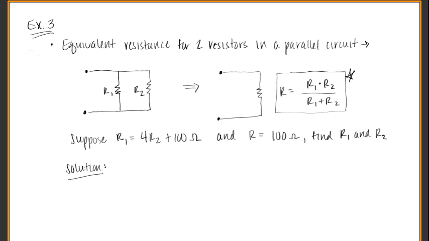Because what's happening here on the left is it's saying you have a circuit that has 2 resistors on it. Basically, what would happen if you combine these 2 resistors together into one, then how much is really being required? And that's what's going on. So it's saying, suppose that R1, the resistance of 1, is 4R2 plus 100 ohms, and R is equal to 100 ohms. So we want to find R1 and R2.